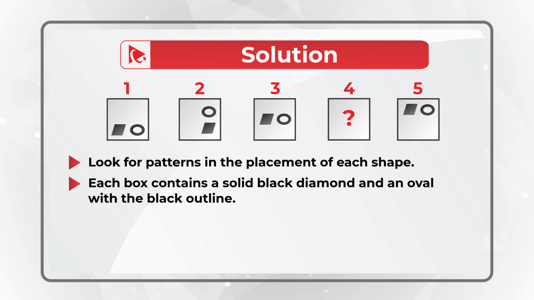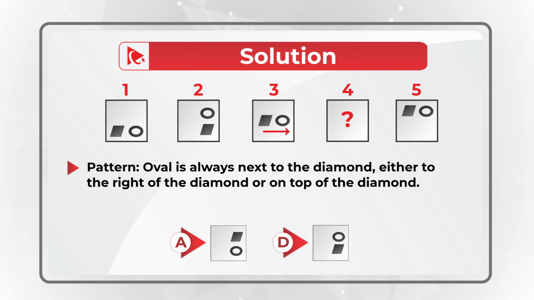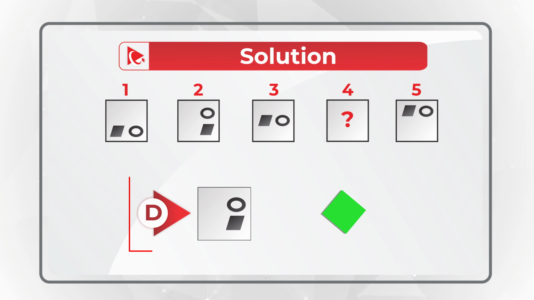We can safely assume that square 4 will have similar shapes inside, which automatically excludes choices B and C, only leaving possible choices A and D. To solve this puzzle and get to the correct solution, we need to detect the second pattern. The second pattern is that the oval is always next to the diamond, either to the right of the diamond or on top of the diamond. Based on this information, the correct choice here is choice D.